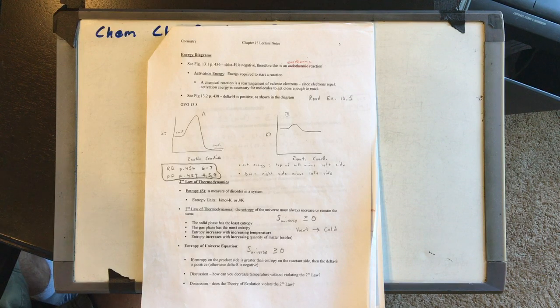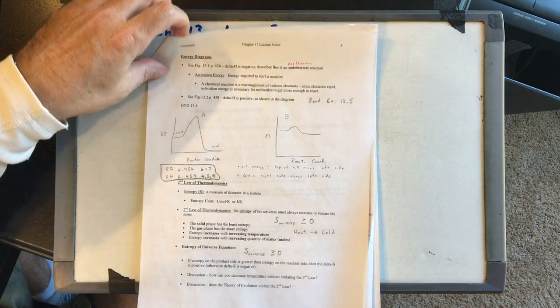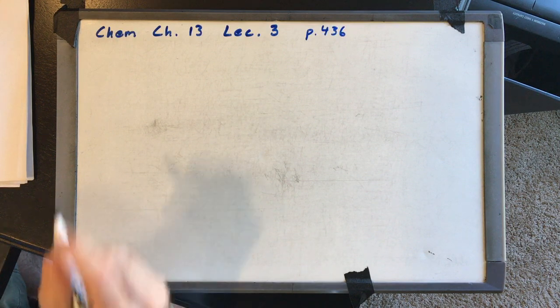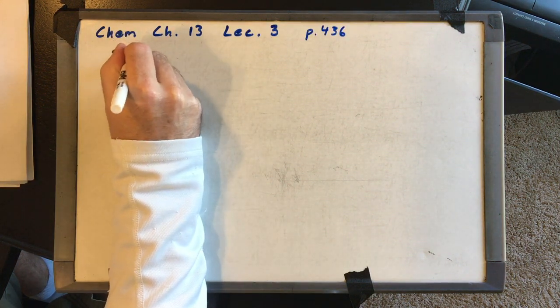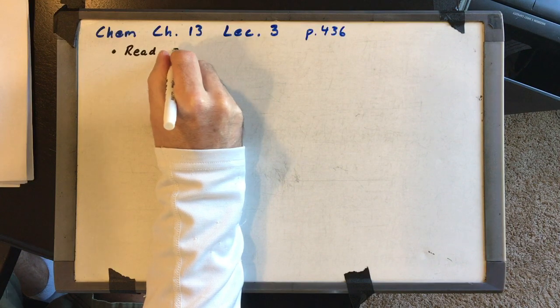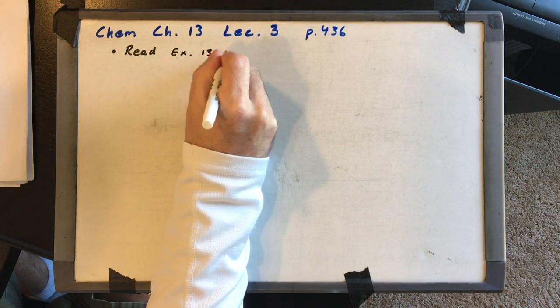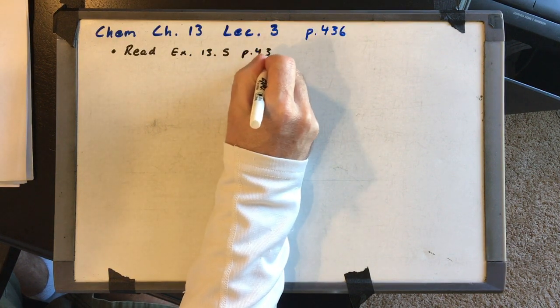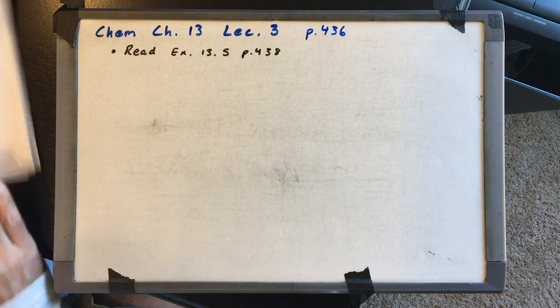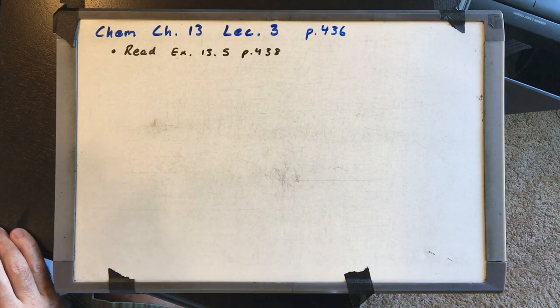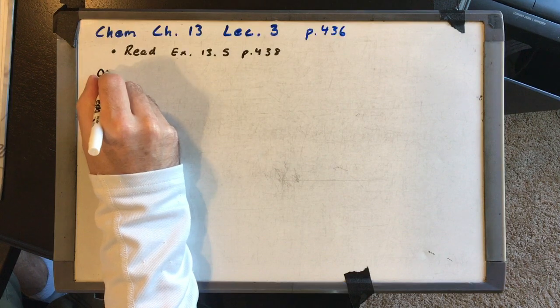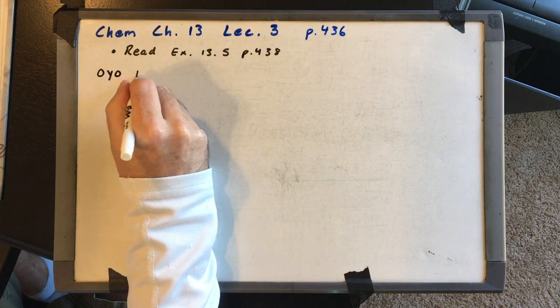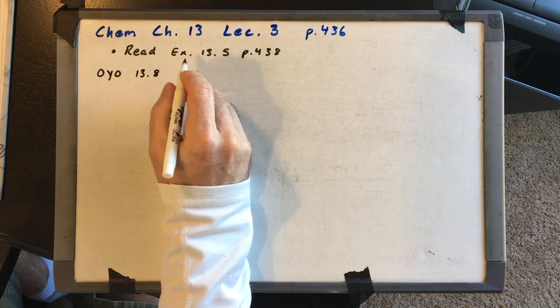So there's an example of an energy diagram on page 436 that you need to familiarize yourself with. And also, before we work on your own problems, make sure that you read through example 13.5. All right, that starts on page 438. And that will tell you pretty much all you need to know about energy diagrams. So let's work on your own 13.8 on page 439.